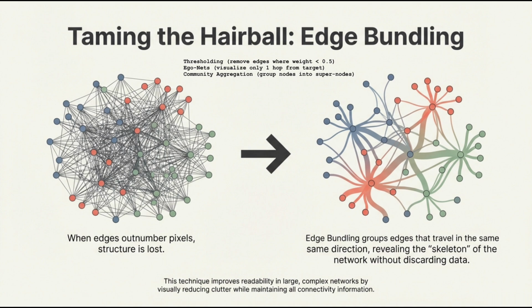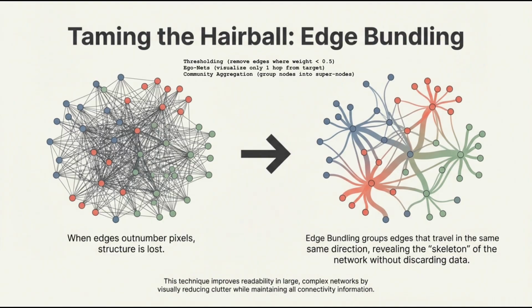This slide introduces edge bundling, another technique for managing clutter. On the left, the original network has so many overlapping edges that the structure is almost unreadable. On the right, edges that travel in similar directions are visually grouped together into bundles. The result is that the skeleton of the network becomes much easier to see. This is a smart compromise because we are not discarding all connectivity information. We are reorganizing it visually so that major flow corridors stand out.